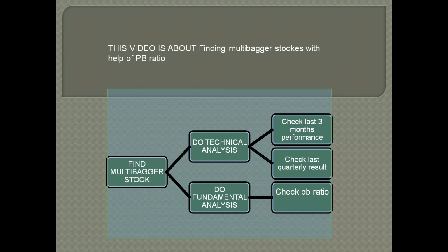To find a multibagger stock, first of all, you can do two types of analysis. One is technical analysis, the second is fundamental analysis. Technical analysis is mainly for the short term, maybe a few weeks or a few months.